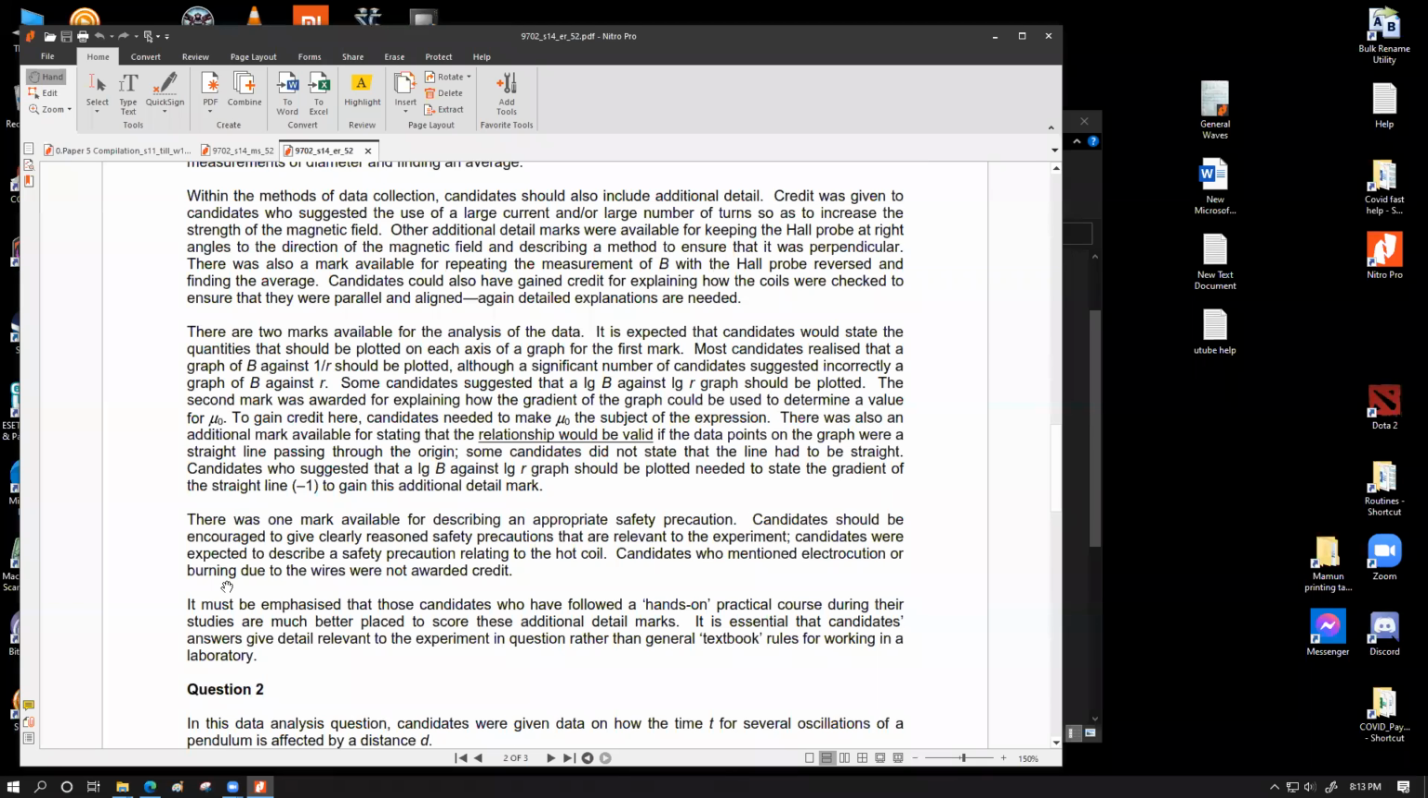It must be emphasized that those candidates who have followed a hands-on practical course during their studies are much better placed to score these additional detail marks. It is essential that candidates' answers give detail relevant to the experiment and question rather than general textbook rules for working in a laboratory.